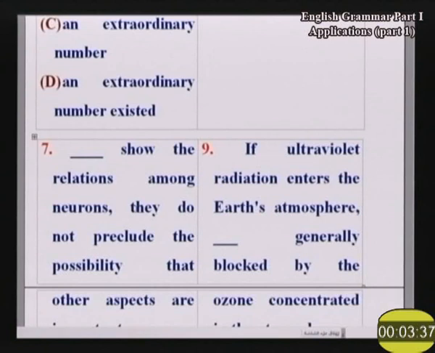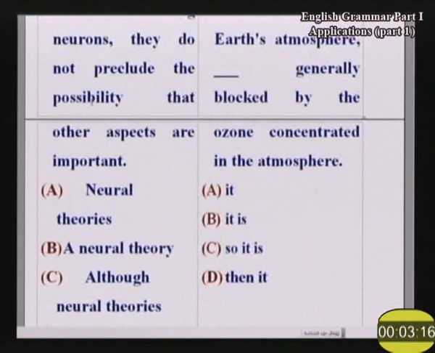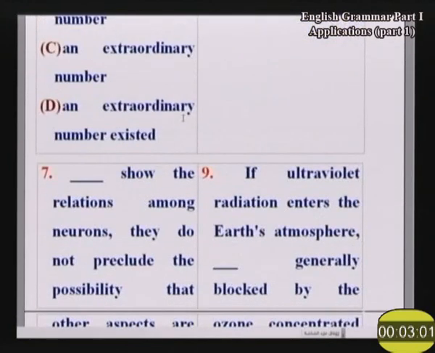Show the relations among neurons. They do not preclude the possibility that other aspects are important. It's not necessary to understand this, it's science, but at least I have a comma here, so I need a connector at the start, and show is a verb, so I need a connector and a subject. Let's see: neural theories, no, neural theory, although neural theories, yes, that's what the sentence needs. Although neural theories show the relations among so and so, they do not preclude. Okay, let's see number 8.